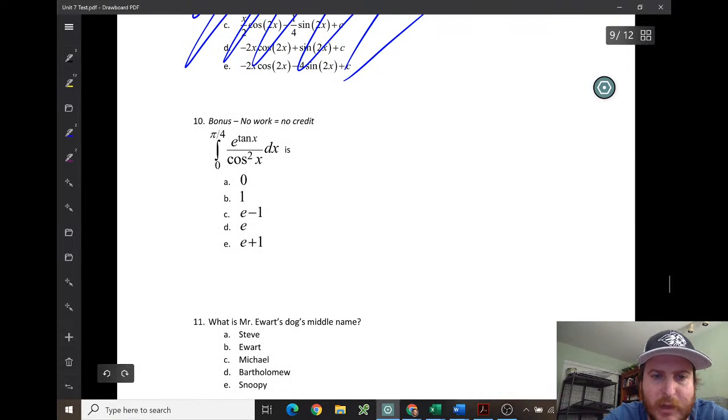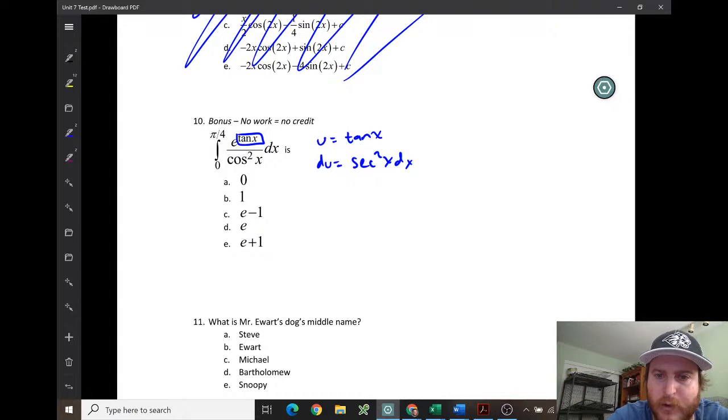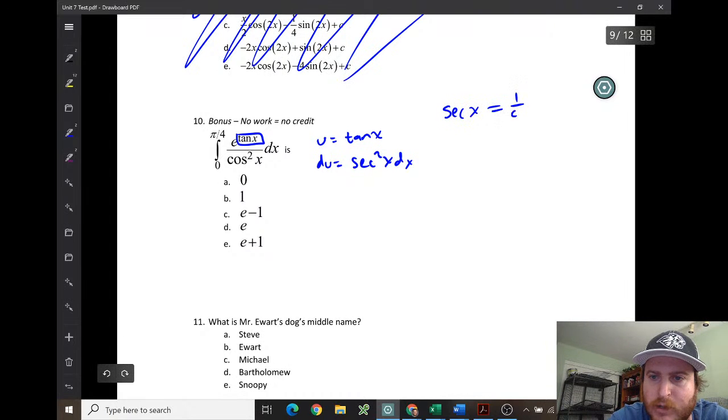I will go over bonus 10 though. So bonus 10, the u is going to be the most complicated inside piece, which is that tangent of x. The derivative of tangent of x is secant squared of x. What you had to realize on this one is that secant is 1 over cosine, like secant of x is 1 over cosine. So in this case, we already have that.